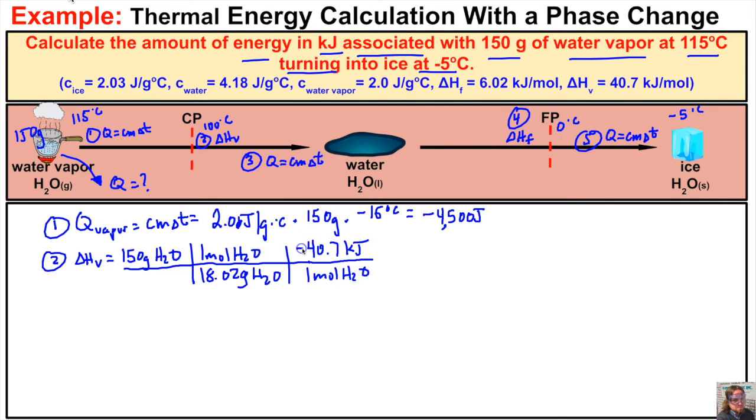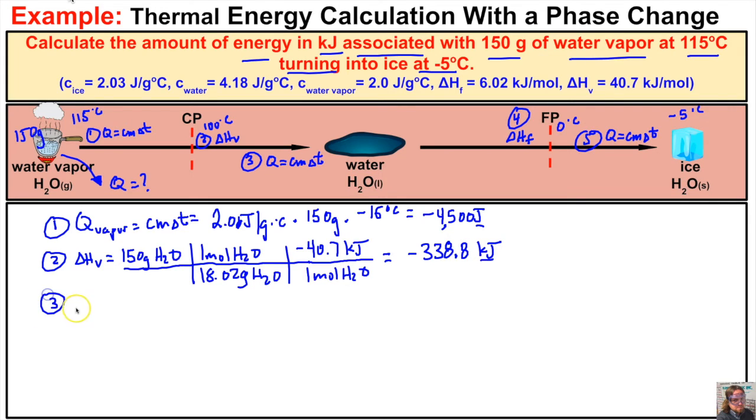However, this needs to be negative since we have water vapor cooling down and turning into water. It's going to have to release energy. So we put this in our calculator: 150 divided by 18.02 times -40.7, and we end up with -338.8 kilojoules. This is in kilojoules. This is in joules. We'll fix that later.